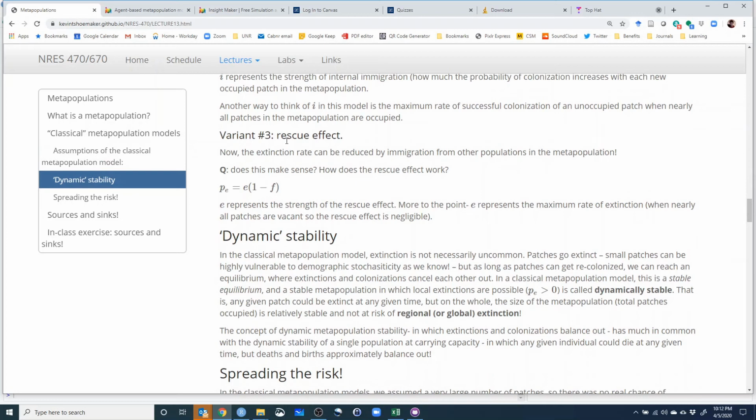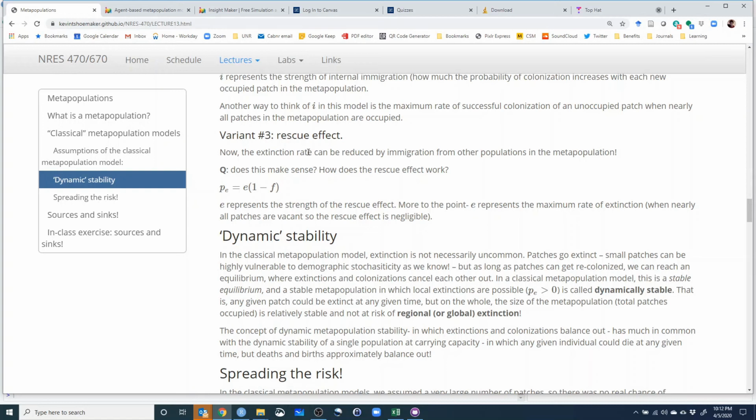The third variant is called the rescue effect, a concept which I briefly touched on earlier. Here, the extinction rate can be reduced by immigration from other populations in the metapopulation. Does it make sense to you how the rescue effect can work? That if there's very few occupied sites in the landscape, then you might have a large risk that an occupied patch might go extinct.